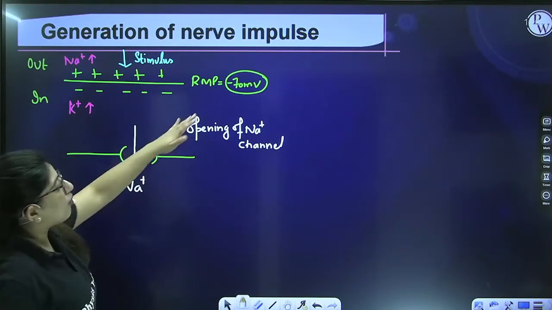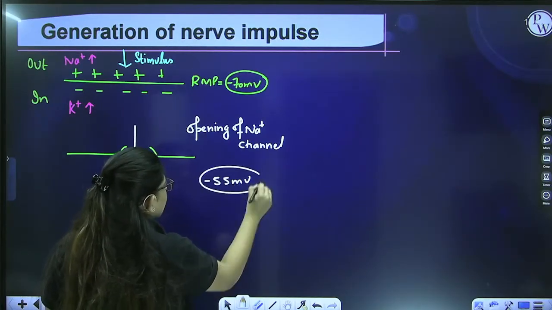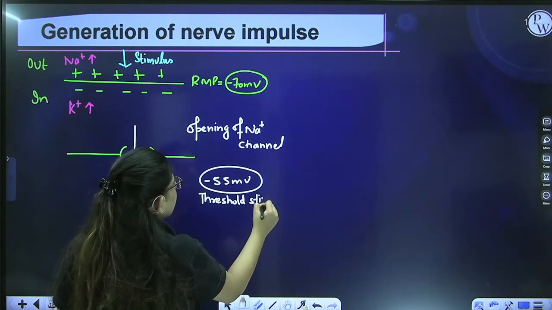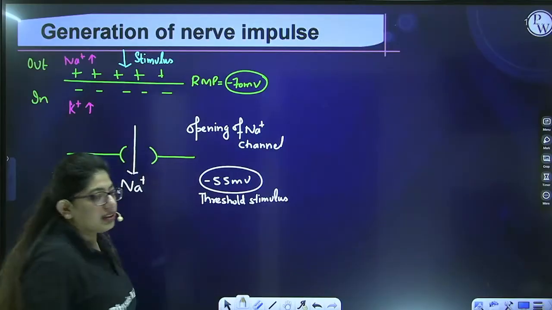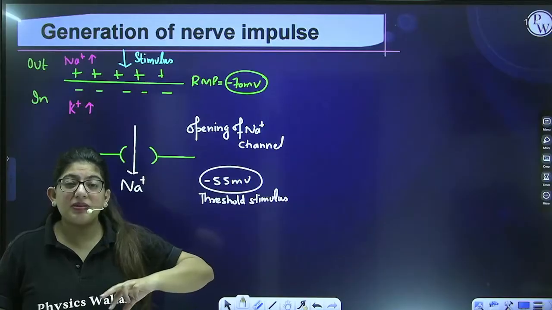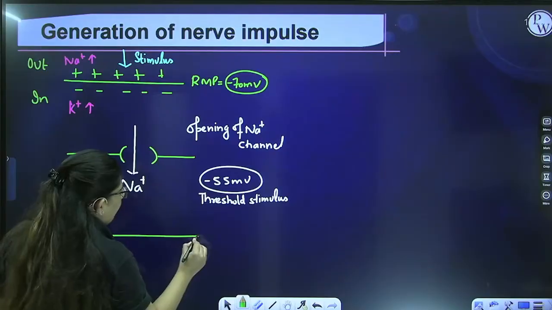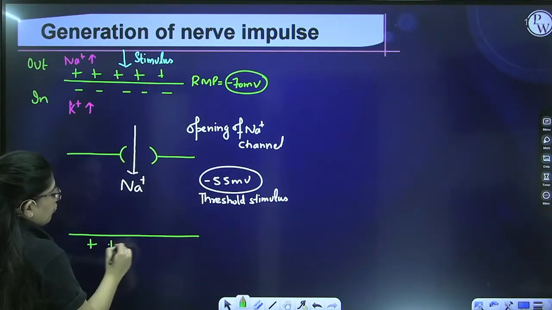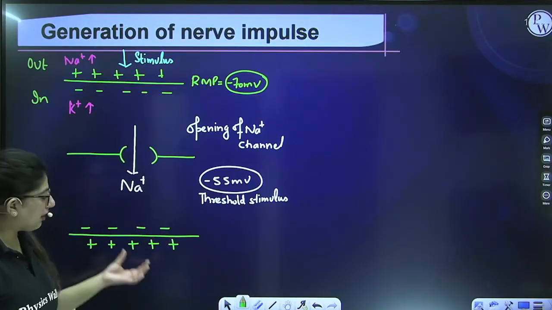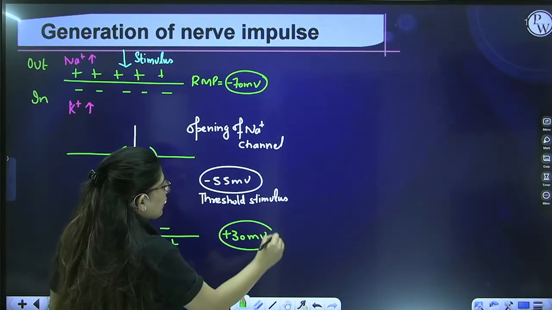As a result, it will first move to minus 55 millivolt. And this is a kind of threshold stimulus. What is a threshold stimulus? This is the minimum stimulus that you need to reverse the polarity. For example, the sodium ions are entering, and one situation will come where the polarity gets reversed. So once it has reached the minus 55 state, it will definitely go to plus 30 millivolt. That's why you call it a threshold stimulus.